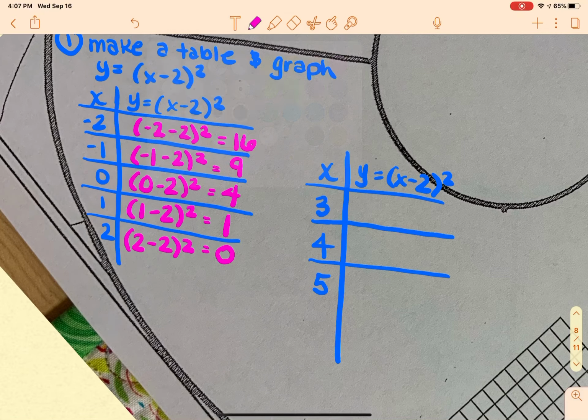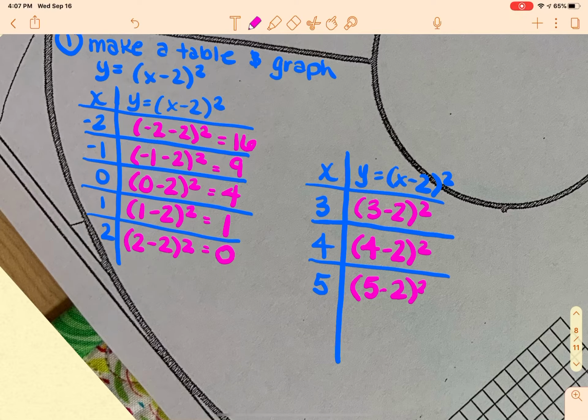Just like the last time, we're going to take these 3 numbers and plug them in for x. So 3 minus 2 squared, 4 minus 2 squared, and 5 minus 2 squared. Now I would take each one of these, I could plug them in my calculator, or I could do what I was doing before. 3 minus 2 is 1, and if I square that, it's 1. 4 minus 2 is 2, squared would be 4. 5 minus 2 is 3, and 3 squared would be 9. Well, if I look now, I do see patterns.